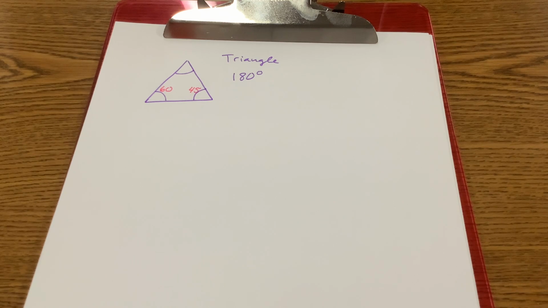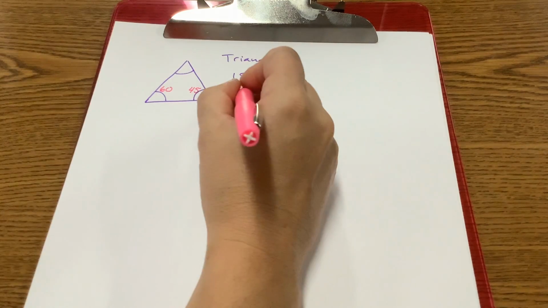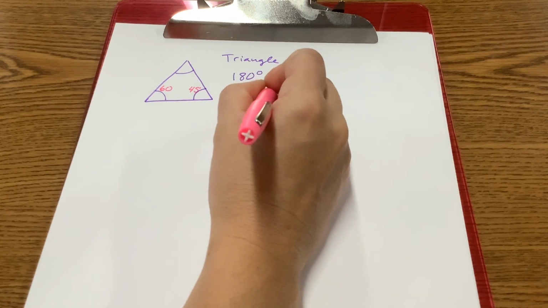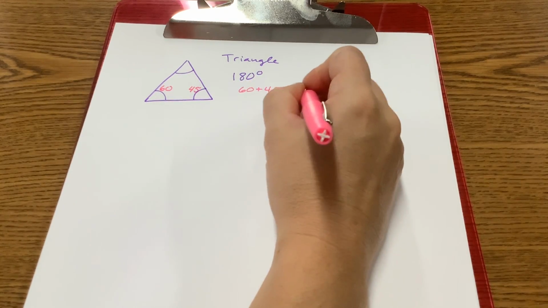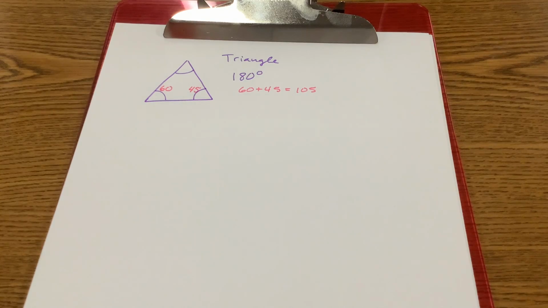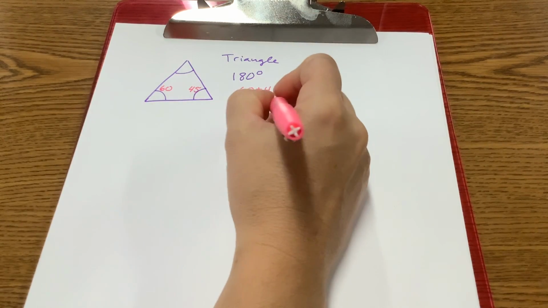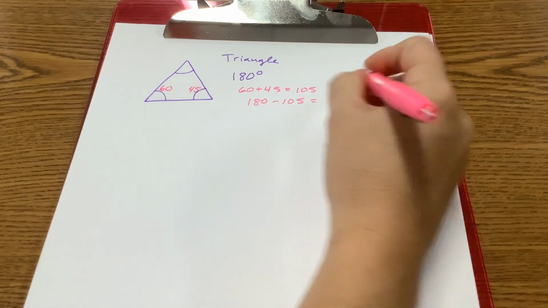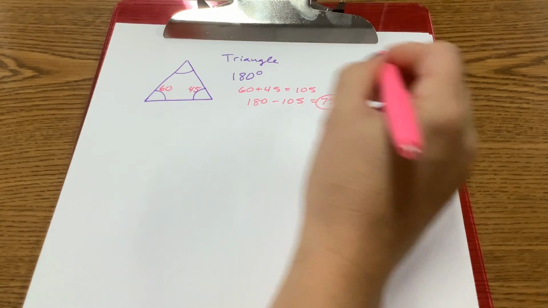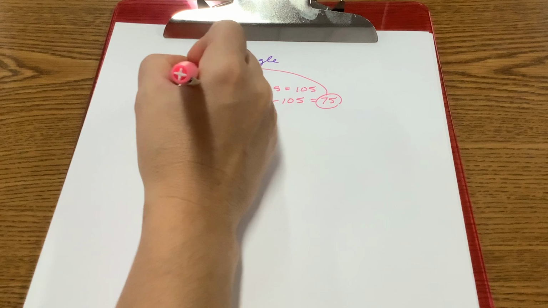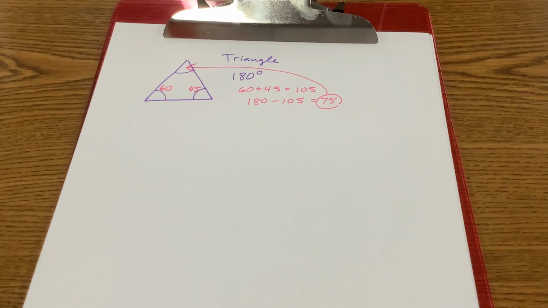75. And how do you know? Because 45 and 60 together is 105. Okay, so 60 plus 45 is 105. And we know that the whole thing should equal 180, right? So that's why we would take 180 minus the 105, and whatever is left over is our missing angle. Okay, so you guys know how to do that type of problem solving.